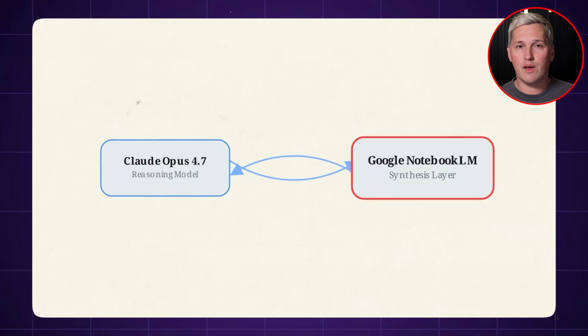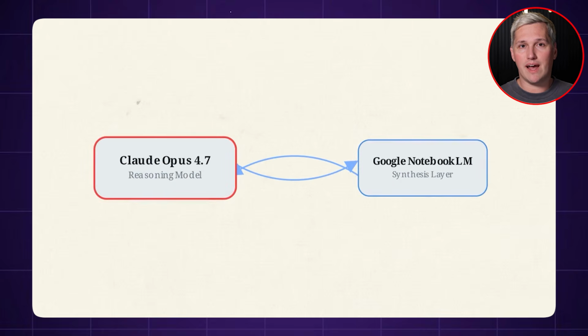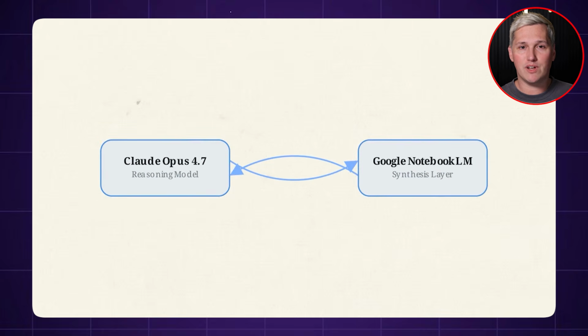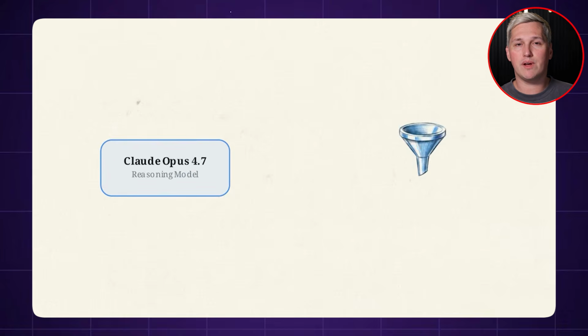NotebookLM is free to use. Opus 4.7 is available right now. The specialist handoff system costs you time once to learn. After that, it runs on pure leverage.